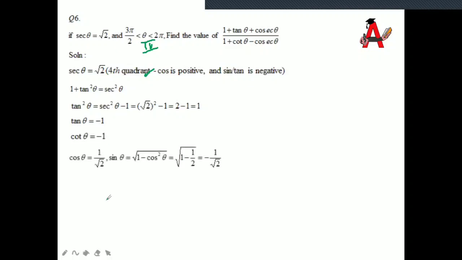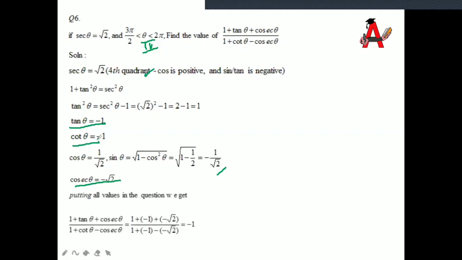We know that cos theta is equal to 1 upon root 2 because sec is root 2. Therefore, sin theta will be root of 1 minus cos square theta, which is equal to root of 1 minus 1/2, which is minus 1 upon root 2. The minus sign is because sin is negative in the fourth quadrant. If sin is negative, definitely cosec will also be negative, so cosec is minus root 2. So we've got the value of cosec, of tan, and also of cot. We'll put all these 3 values here: (1 plus tan theta plus cosec theta) upon (1 plus cot theta minus cosec theta). This will become (1 minus 1 plus minus root 2) upon (1 minus 1 minus root 2 with minus sign). 1 minus 1 will get cancelled. Minus root 2 upon minus root 2, you get 1.